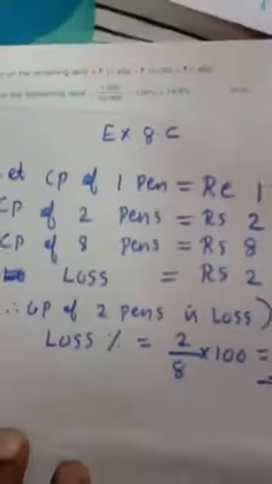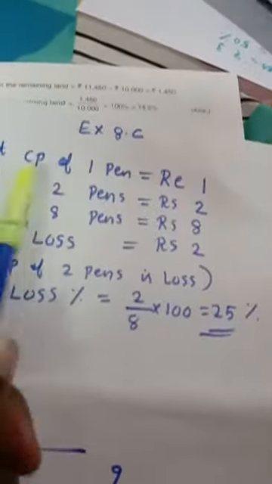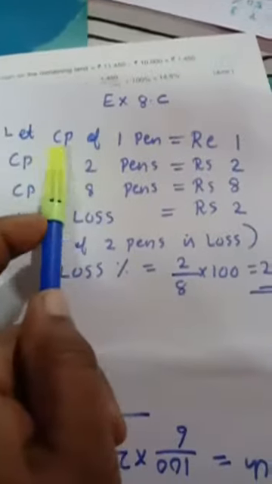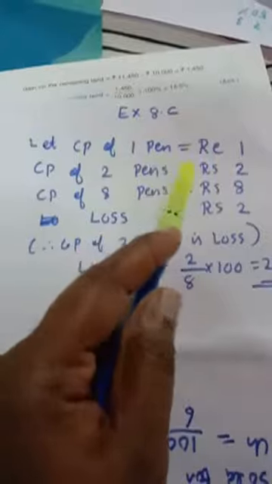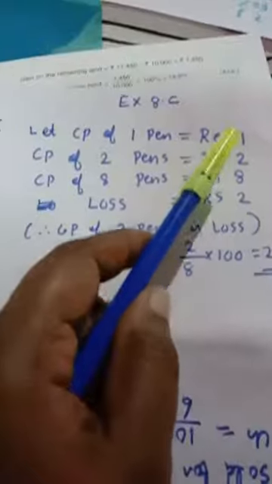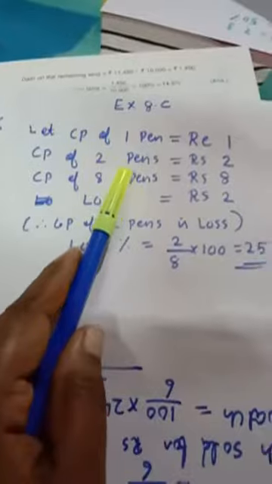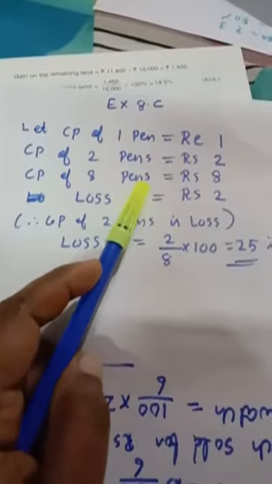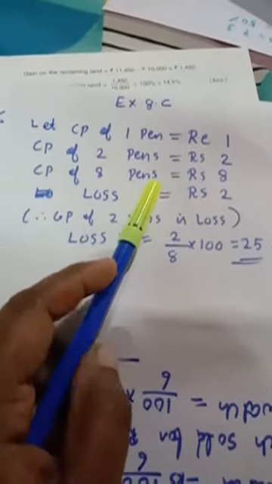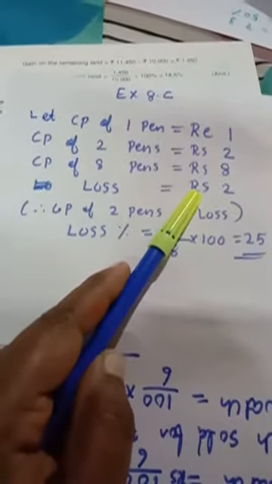See here. Let the CP of 1 pen equal rupees 1. Then the cost price of 2 pens is rupees 2, since 2 into 1 is rupees 2. Then the CP of 8 pens is equal to rupees 8. Then the loss is equal to rupees 2.